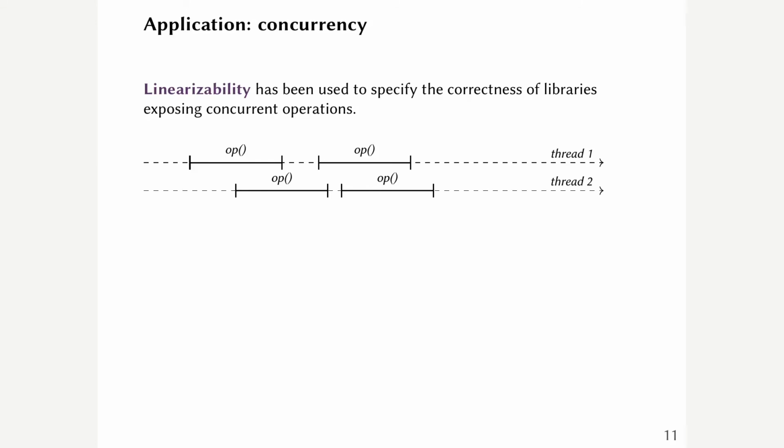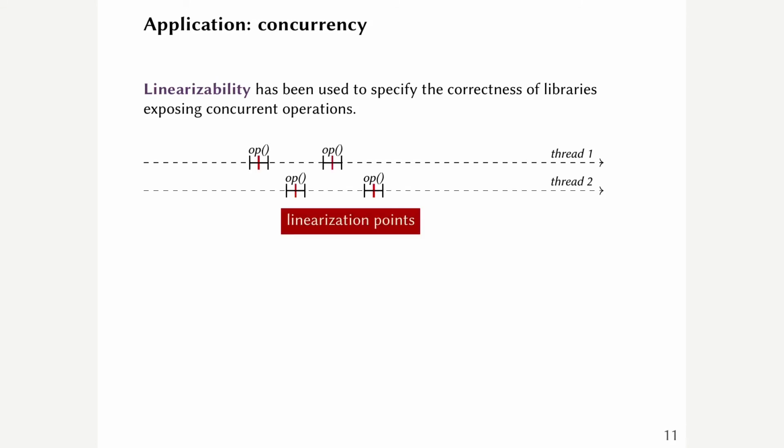A library which exposes a concurrent operation op has to handle the fact that this operation may be called at the same time in different threads. So to specify what it means for such a library to behave well in that scenario, the notion of linearizability has been widely used, where a library is said to be linearizable if one can reason about it as if the operation were called in a sequential fashion. In other words, one should be able to shrink conceptually the time span of each execution around a single so-called linearization point, while still observing the same results.